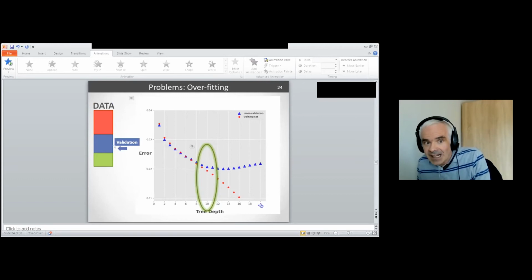But then you add the validation data that it's never seen before, and then you vary the tree depth again. An interesting thing happens at around a depth of 10. You can see that the predictions on the new data start to get worse again. The reason is that at any higher depths, the model is overtrained and it's not doing as well on the new data.